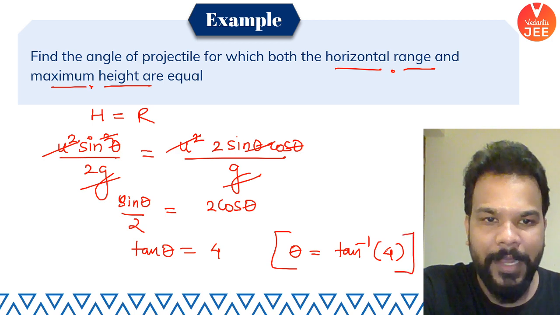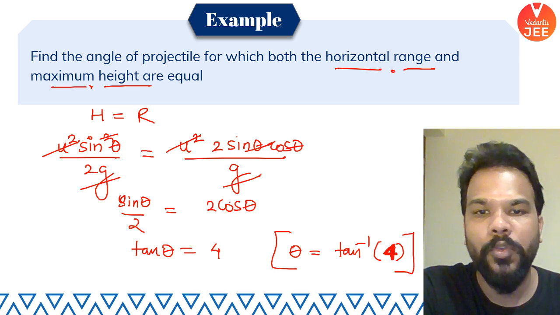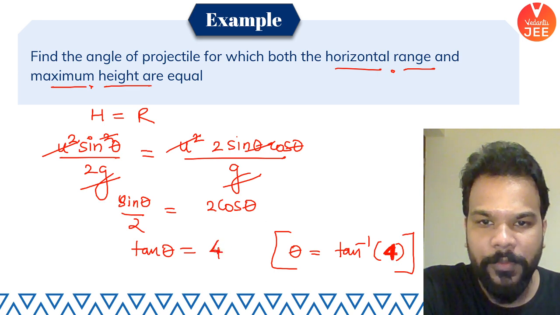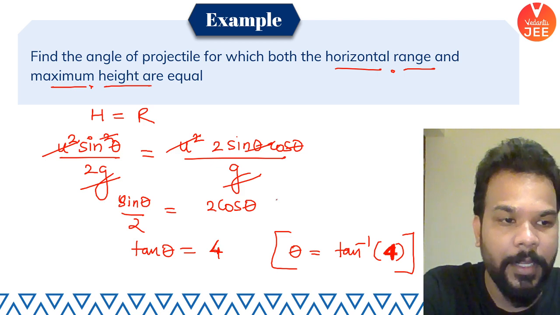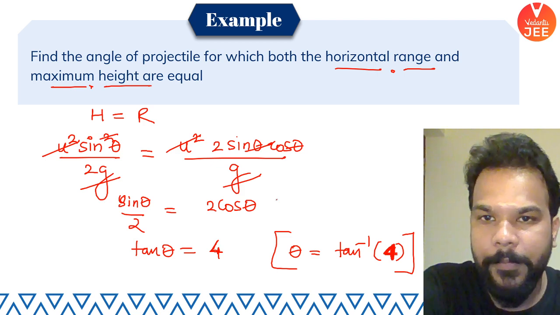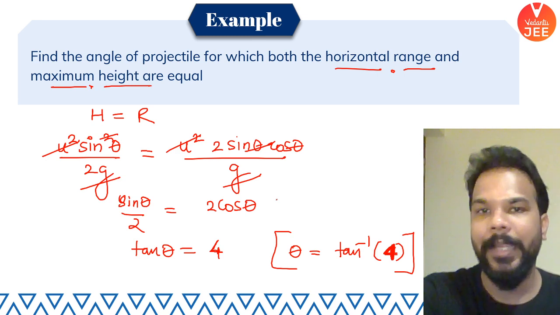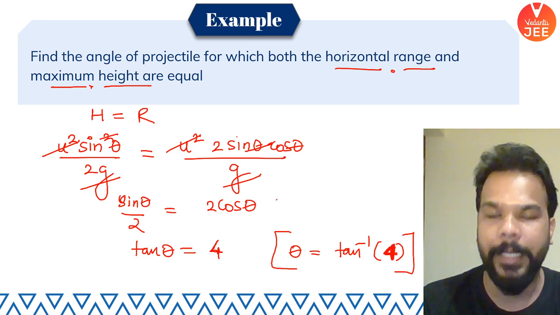So tan inverse of 4 means the angle theta for which tan theta gives you the value 4. This is a very standard way of writing it. In maths, you will learn it very soon in trigonometry. So that's the angle at which R and H become equal for a projectile.